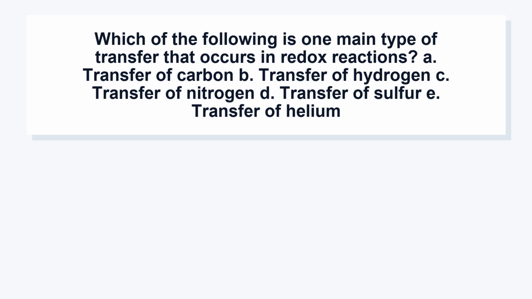Which of the following is one main type of transfer that occurs in redox reactions? A. Transfer of carbon. B. Transfer of hydrogen. C. Transfer of nitrogen. D. Transfer of sulfur. E. Transfer of helium.